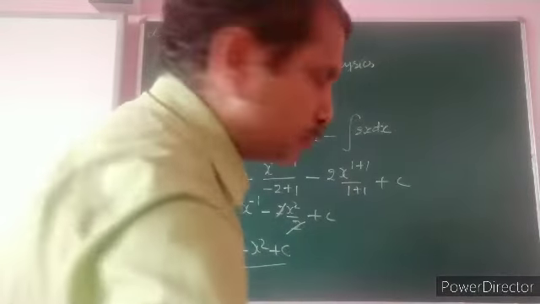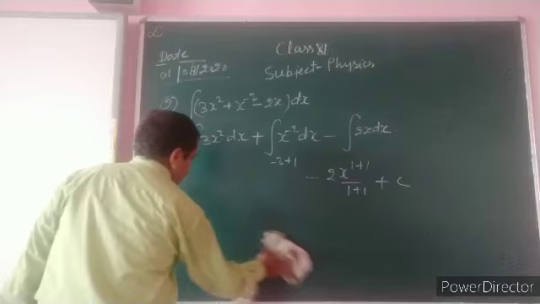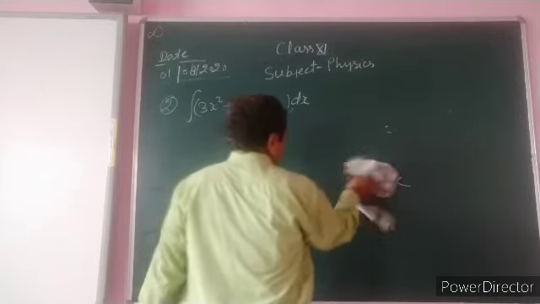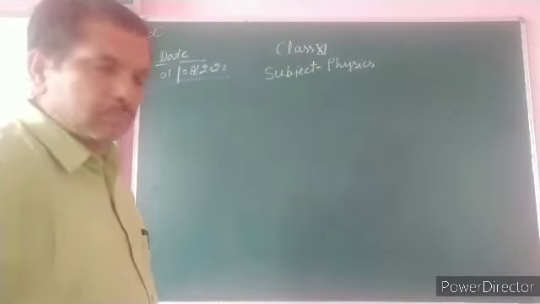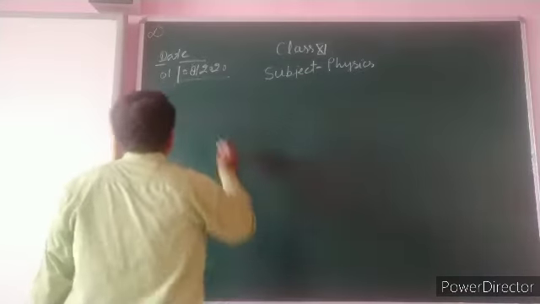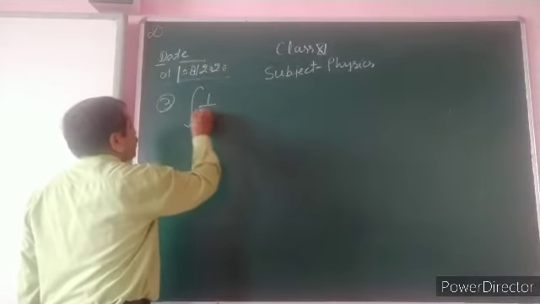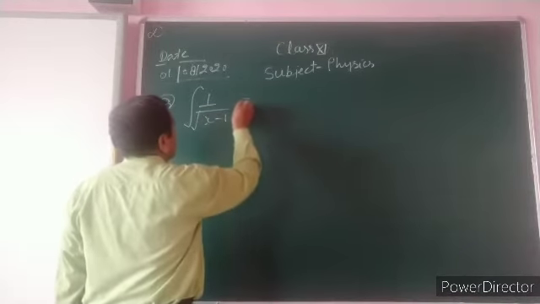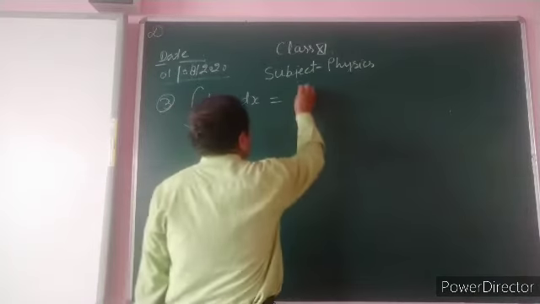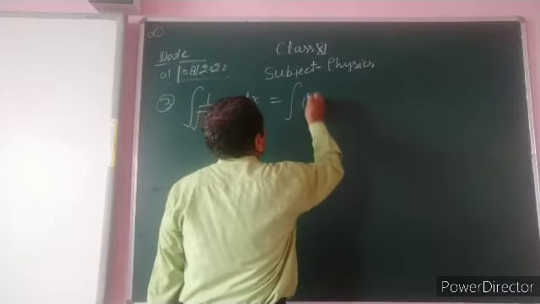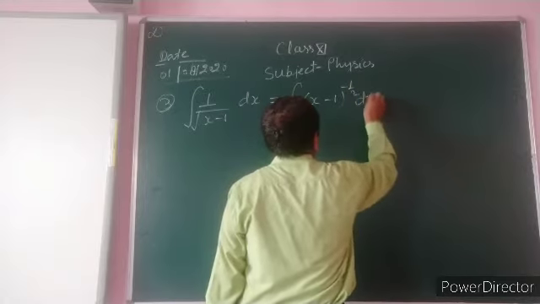Next question. Question number 3. Integral of 1 upon under root x minus 1 dx equals integral of x minus 1 to the power minus 1 upon 2 dx.